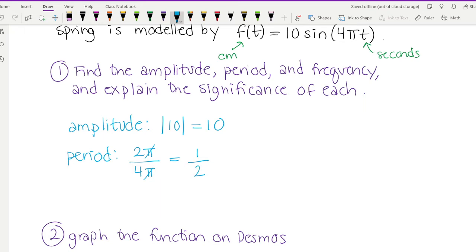And then finally, we have the frequency. So that's the new term. And the frequency is just the reciprocal of the period. So, I mean, we can just immediately say that it's 2 over 1, but really the way we calculate it is by doing the opposite. We do the coefficient of t divided by 2 pi. And so in this case, that would simplify to 2.